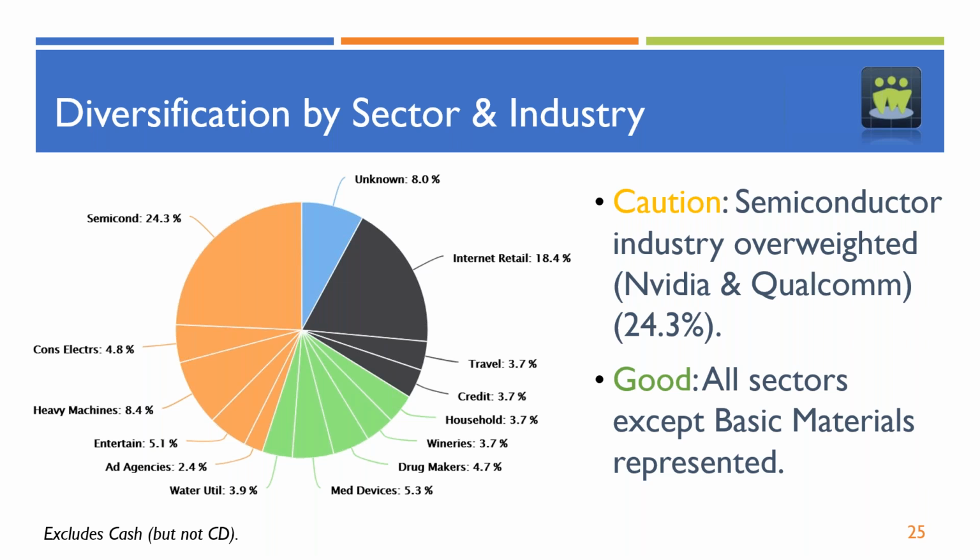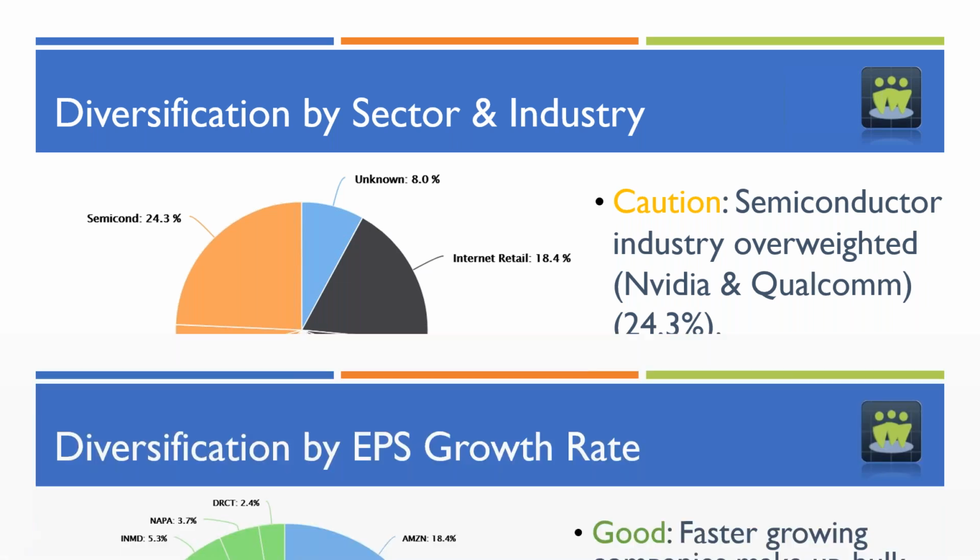Besides the overlap, you've got two companies in the same industry group. All sectors are represented in the portfolio except basic materials. That's pretty good. You can see the internet retail is a little bit high at 18%, but otherwise all those slices of pie are looking pretty good, and that CD is popping up again, keeping that money out of the market.